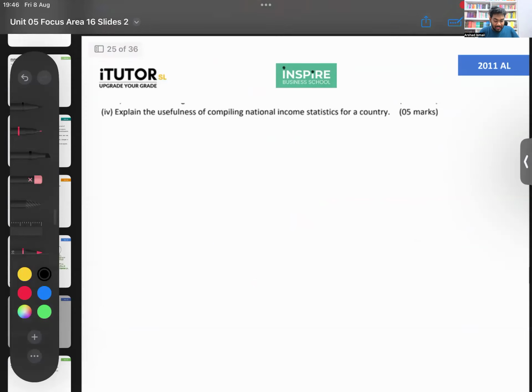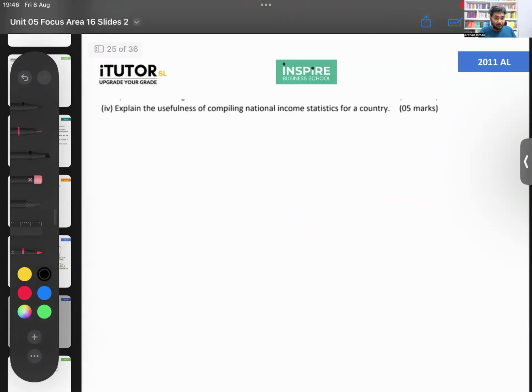Moving to the next one. 2011 A-levels question number 4, part 4. Explain the usefulness of calculating national income accounting. Now, national income accounting and calculating your GDP and all of it, it's not an easy thing, no? It takes so much time, so much effort. You have a separate Department of Census and Statistics.